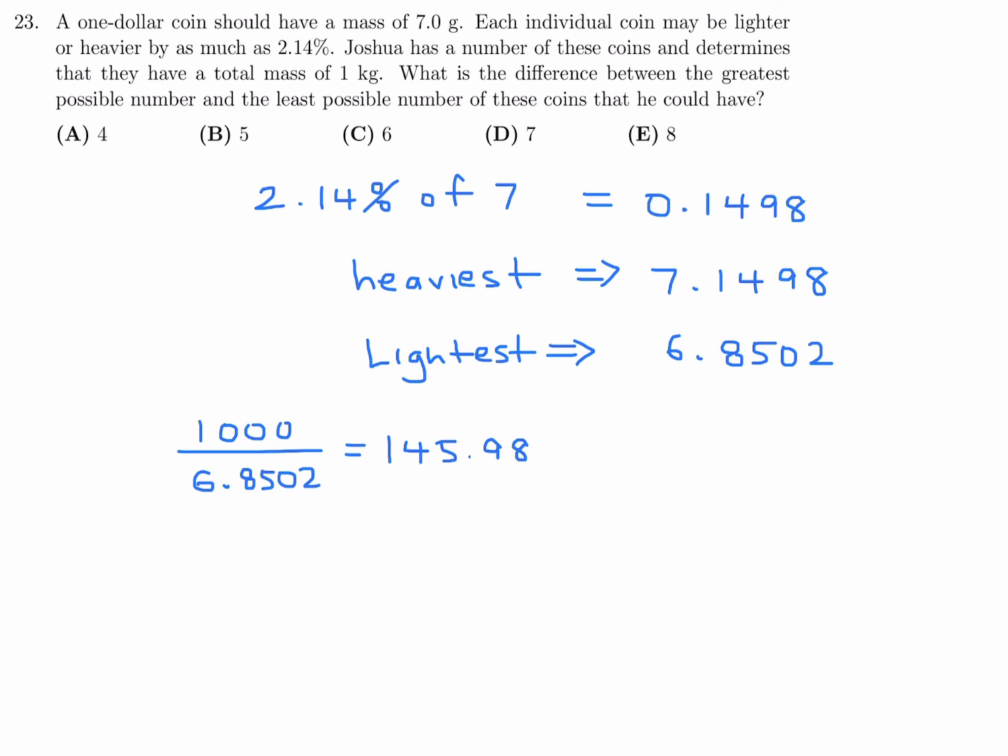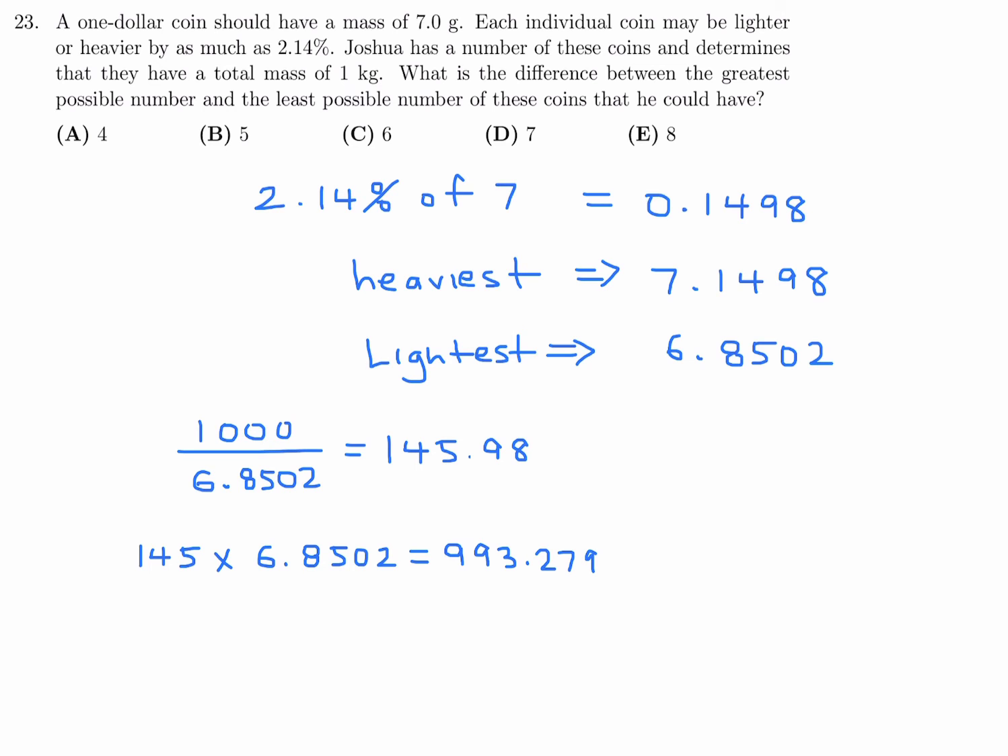So what do I do here? Do I go up or do I go down? Well, let's look at what this would mean. If I have 145 of these coins and they're all 6.8502, they're all the lightest they could possibly be, it results in 993.279. And that's not equal to exactly 1 kg.